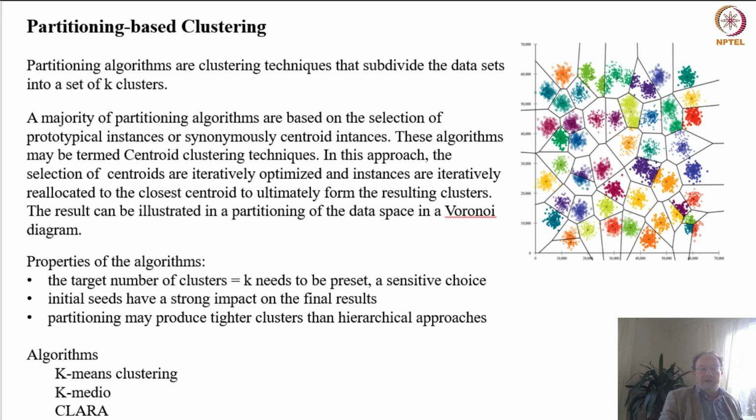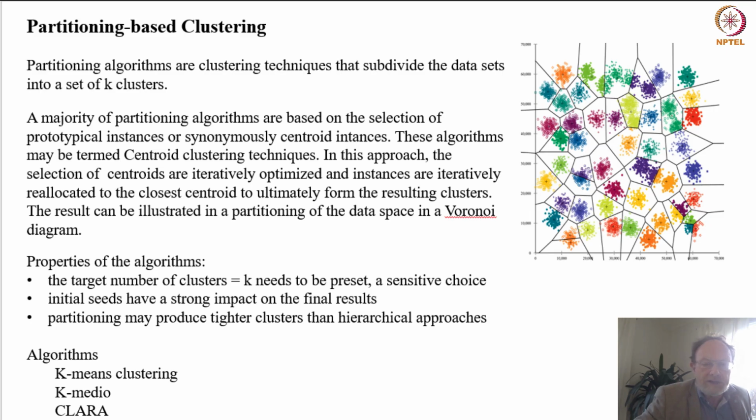The result can be illustrated in a partitioning of the data space, as we did for another purpose in instance-based learning, in the form of a Voronoi diagram. You can see one such diagram here. So, properties of this approach: the target number of clusters is k, which needs to be preset, and of course the setting of that parameter is very important. Also, the initial seeds of these means or centroids have a strong impact on the outcome of the algorithm.